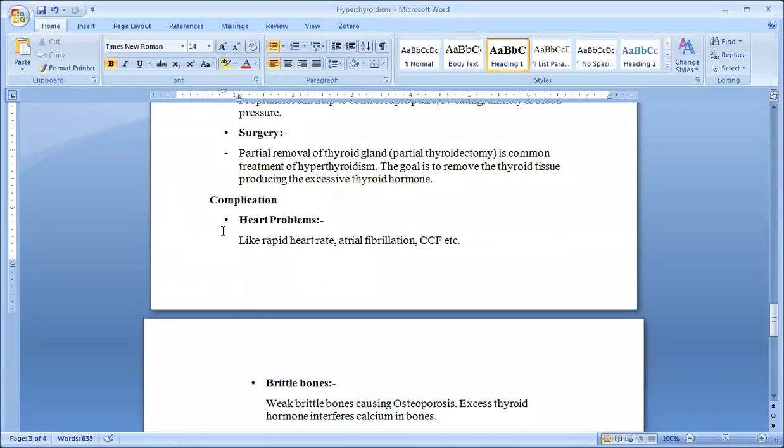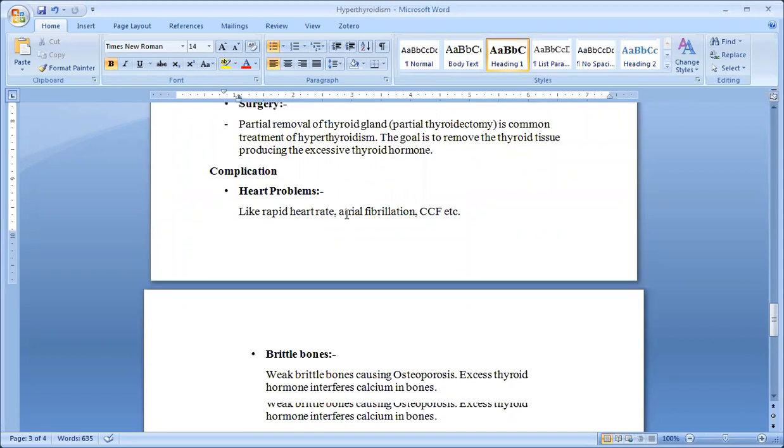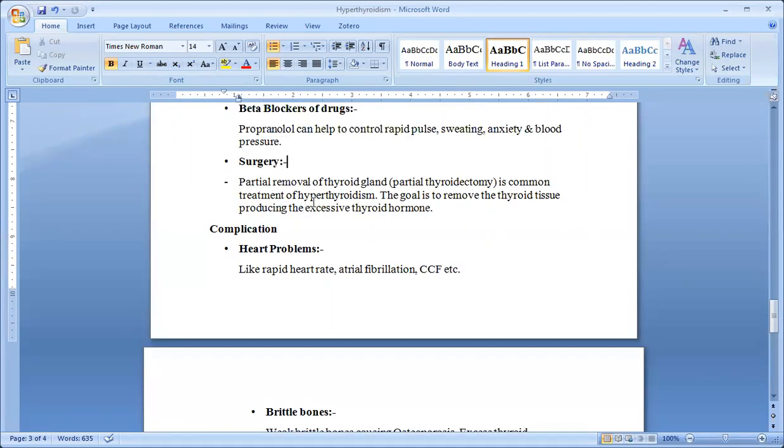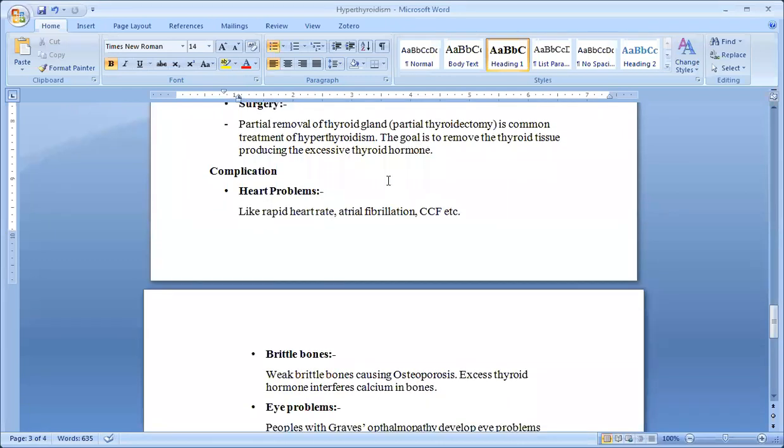Now complications. In every disease there is a complication. If we do not treat properly, then what happens? Secondary diseases will happen. Secondary disease means what? Other complications will form, like heart problems. Because this thyroid hormone stimulates, isn't it? So if we do not treat, then heart problems like rapid heart rate, atrial fibrillation, congestive cardiac failure, CCF, will occur.